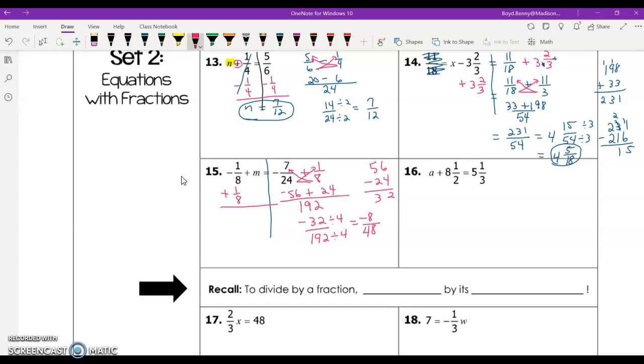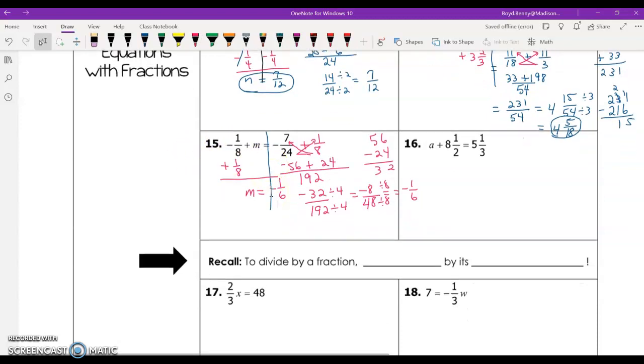Okay, I see that this can be divided again by 8. So if I divide by 8, then this is going to be negative 1 over 48 divided by 8 is 6. So my answer is m equals negative 1 over 6. Okay, I'm going to leave number 16 for you guys to do. Probably going to show up in the video as a quiz question.